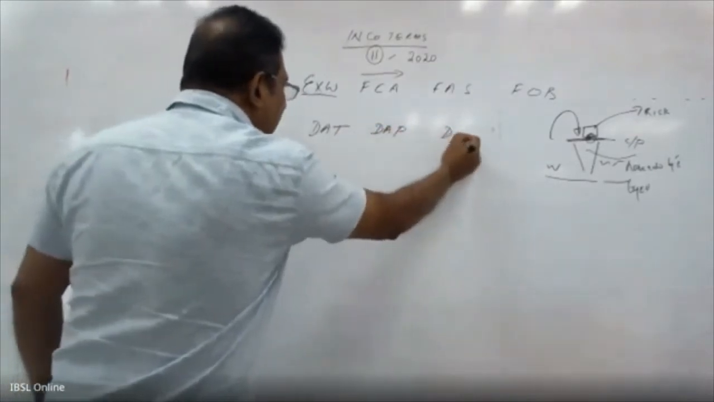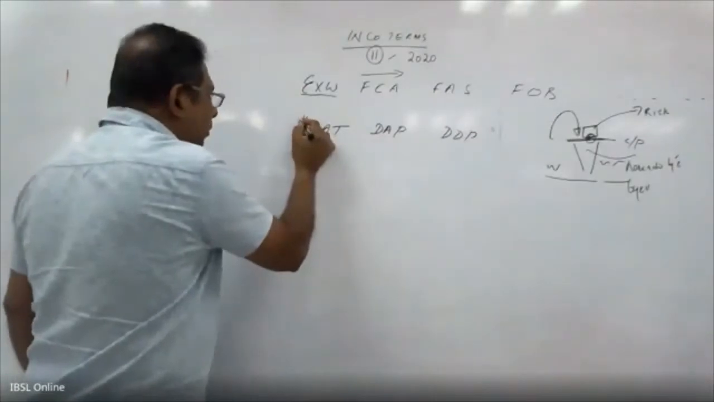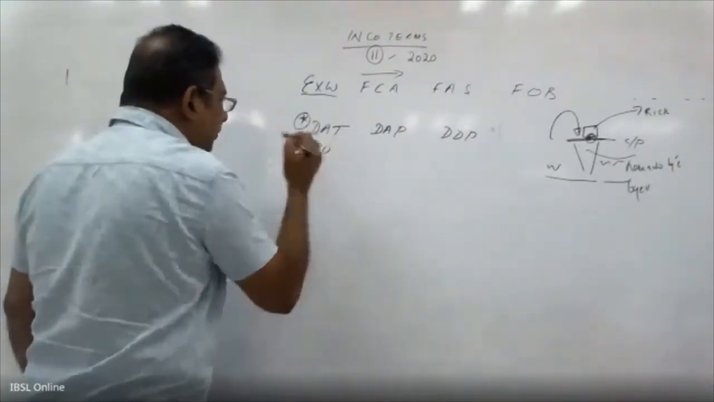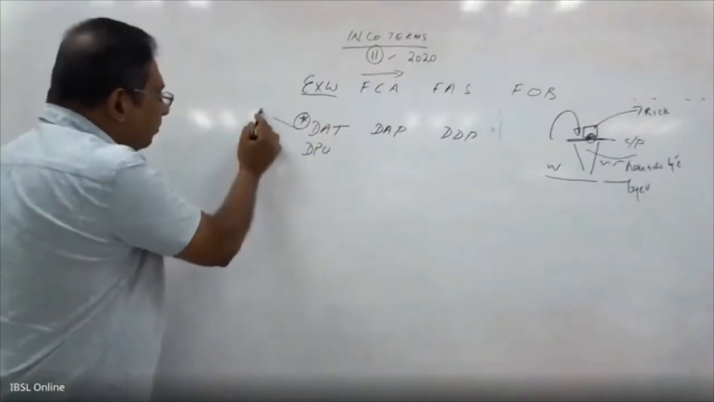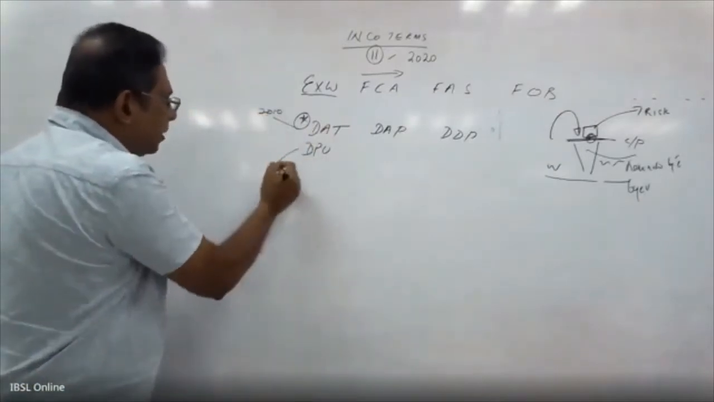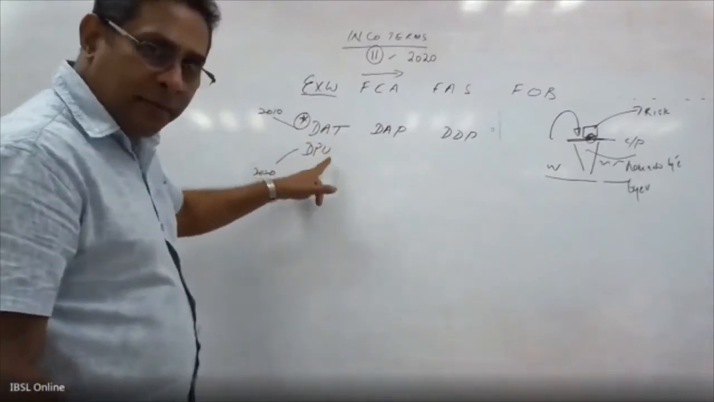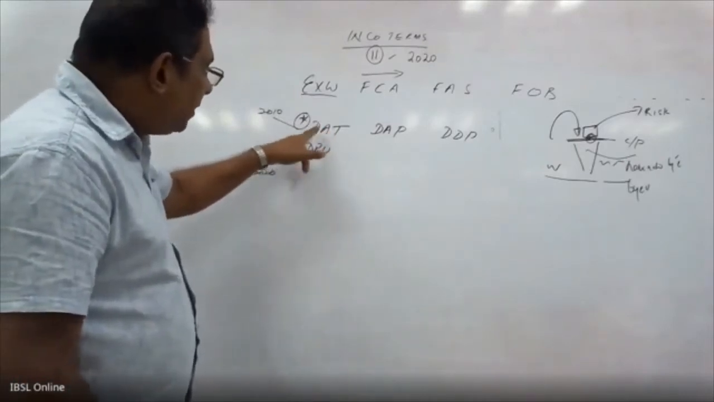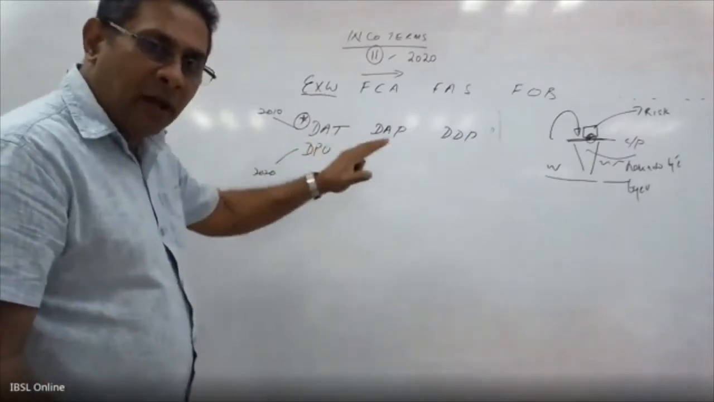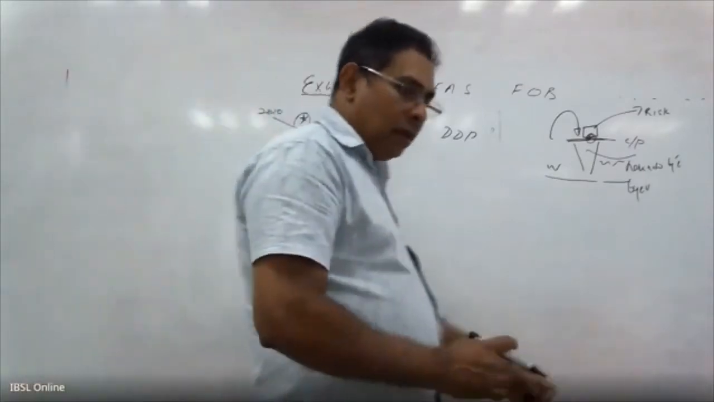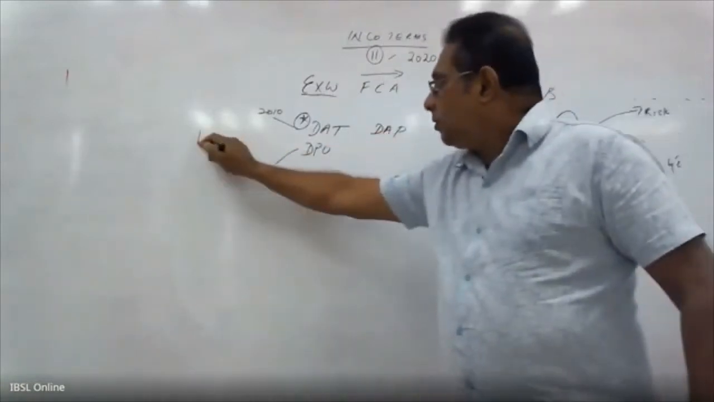DAP and DDP. DAT is known as DPU now. I told you this. These are the 2010 version. These are the 2020 version. There's no DAT, there's a DPU now. That means delivered at terminal. DPU means delivered at place unloaded. This is called the D group.